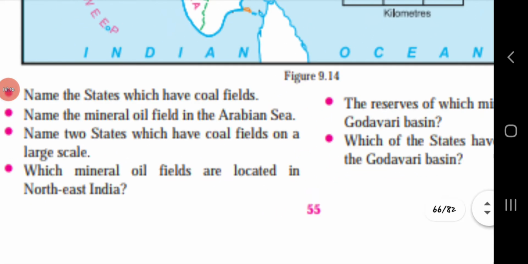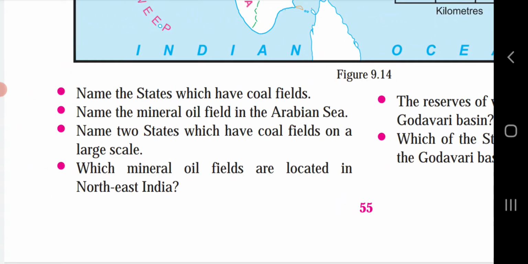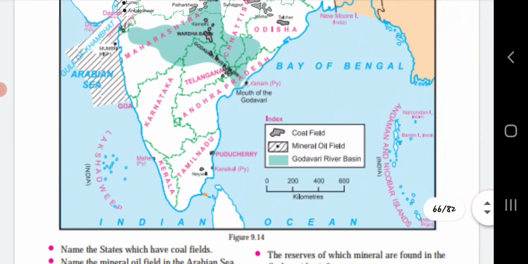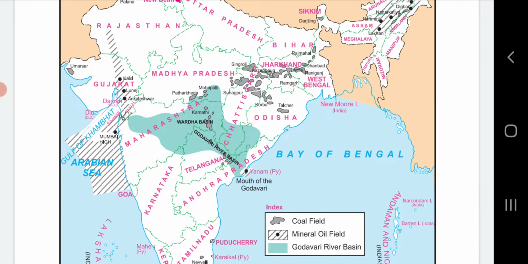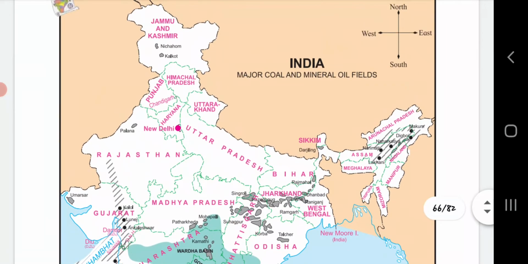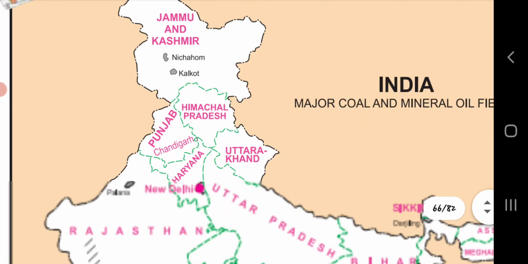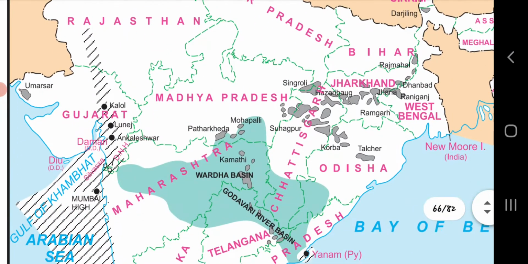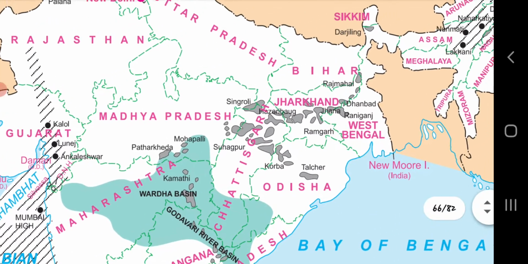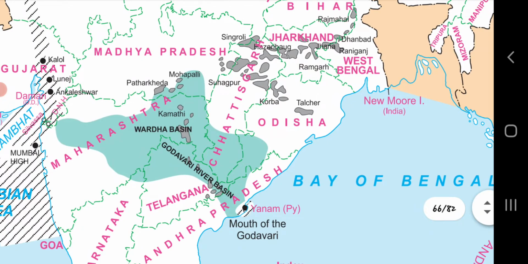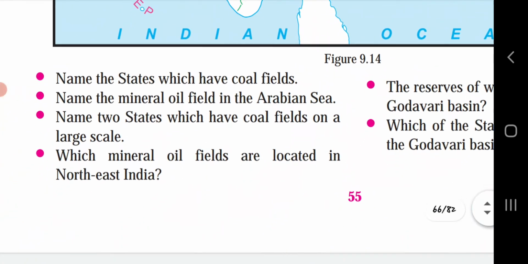Let's discuss this question. Name the states which have coal fields. If we see, the states are Jharkhand, Chhattisgarh, Odisha, West Bengal, Madhya Pradesh, Maharashtra, Telangana, Andhra Pradesh, Gujarat, Rajasthan, Jammu and Kashmir, and Assam. These all are the regions where coal fields are there. You can see here Rajasthan, Gujarat, Madhya Pradesh, Jharkhand. These all are the regions where the coal fields are there.